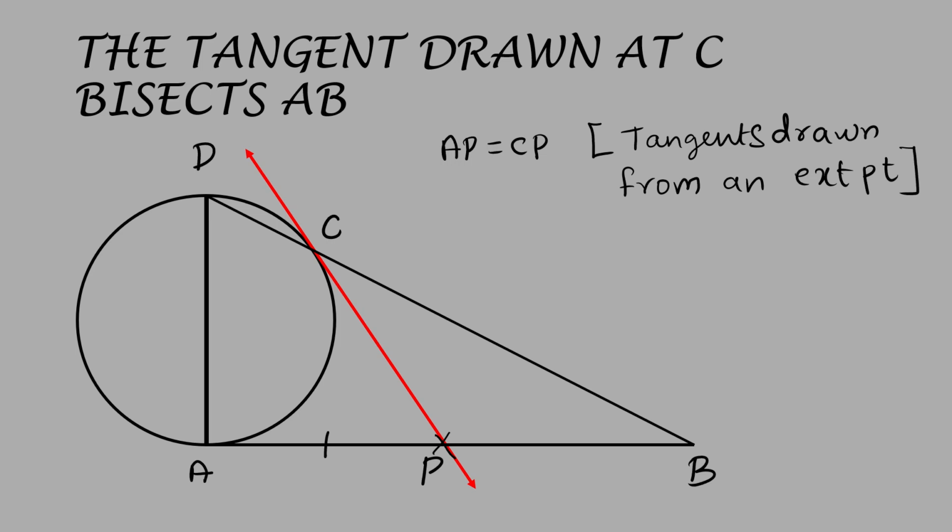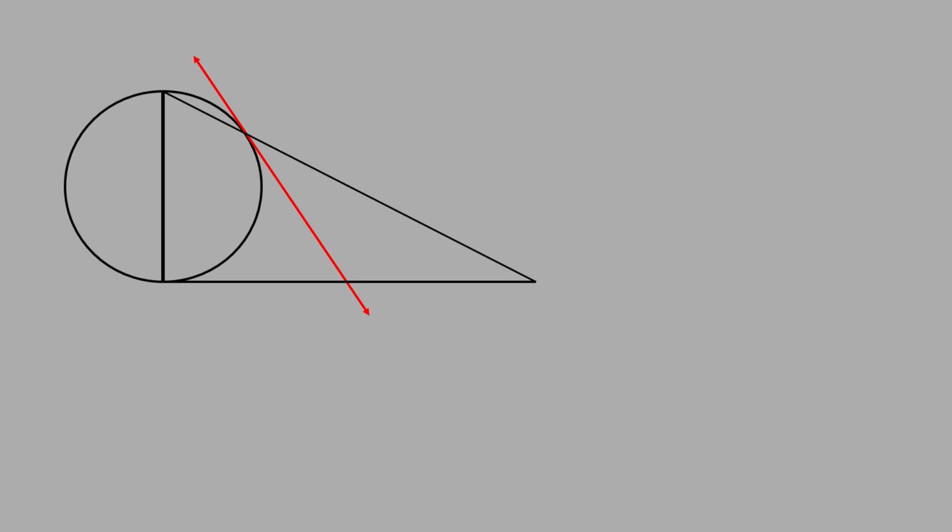So this will be equal to this, and we just need to prove CP is equal to PB, or PC is equal to PB. So if we prove PC equal to PB, we can say that AP is equal to PB, which ultimately implies that P is the point of bisection. Okay, so let's just go with the proof. So to prove that, we consider the diagram and we mark the respective points, and now we need to prove that PC is equal to PB.